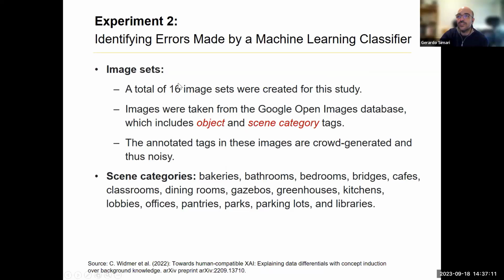So they have 16 image sets. There's also a crowd-generated, noisy data set with objects and categories. And the categories were the ones that we see here, pretty everyday stuff like kinds of rooms, kinds of buildings, places, different sorts of settings.